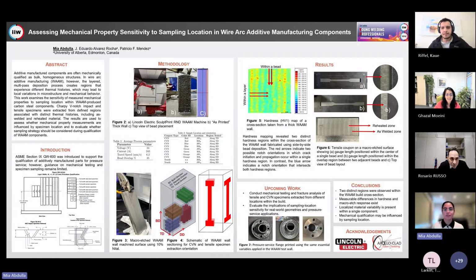Okay. My name is Mia Abdullah. I'm a master's student at the University of Alberta up in Canada, where it's pretty cold right now. I'm going to be talking about some of the stuff that I've been doing, assessing mechanical property sensitivity to sampling location in wire arc additive manufacturing components.